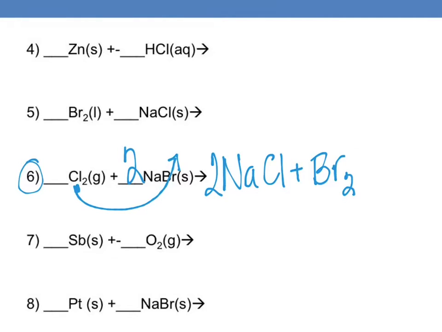So, chlorine kicks out bromine, nonmetal kicks out nonmetal, negative kicks out negative, however you want to look at it. And we end up with that reaction and balance it. And then last one, look at number 8. Can platinum kick out? Who's it want to kick out? Na. Can that occur? No. No reaction. Are there any questions? That is your homework for tonight.